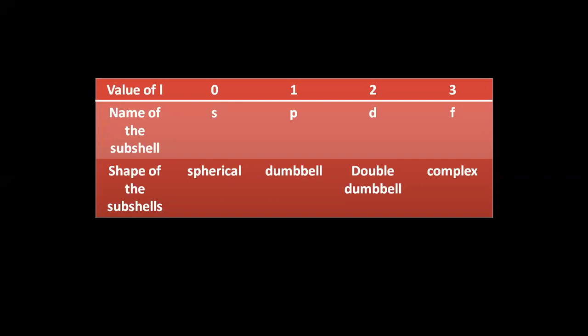The principal quantum number is 3. What are the subshells present? 3 means it will be 0 to 3 minus 1, so 0 to 2. So it will be 0, 1 and 2. So what are the subshells present in n equal to 3? That means in the third shell, it will be S, P and D. So that is how we can find the subshells in various shells. Okay, and remember that each subshell will have a definite shape. Like S subshell will have spherical, P will have dumbbell, D will have double dumbbell, and F will have complex. So the shapes of these subshells I'll try to show you at the end of this video.